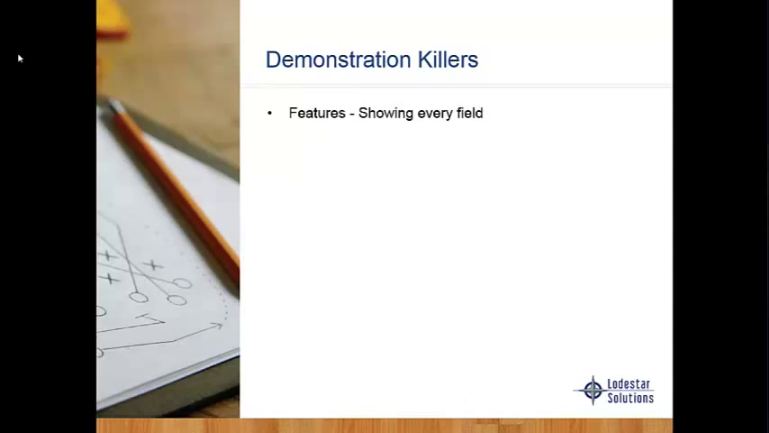The first one are people that show every field in the system. They kind of go across the screens going, oh, and we can click here and we can do this. That's called the feature functionality demonstration, and it will kill you. It's going to put your audience to sleep, but it does not show how you're going to solve a problem. In fact, it makes it look a lot more complex. So you want to make sure that you're not doing that.